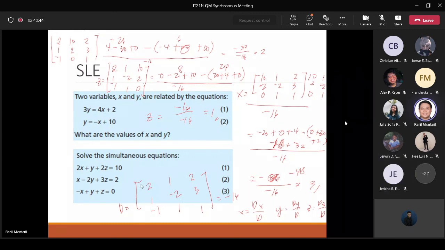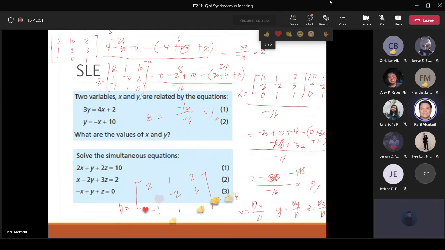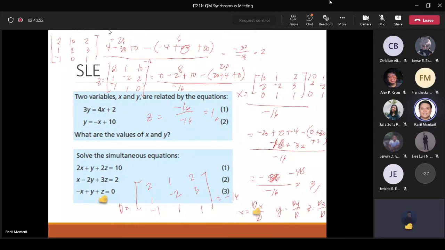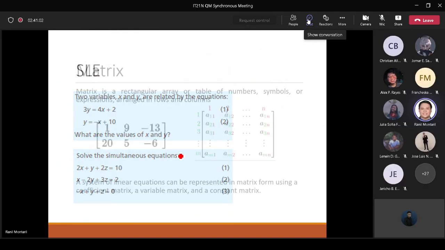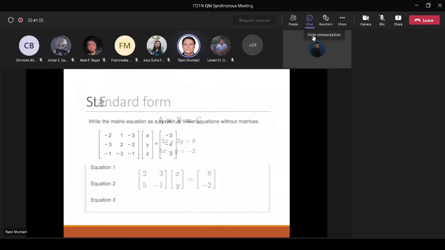So okay na guys. Can you give me a thumbs up or a bump if you're okay with Cramer's rule under basket and weave method? Okay. Mas napadali siya, no? Oo. All right. Very good. I hope you learned it. Mas madaling mag-compute, pero kailangan natin maging maingat sa mga multiplication.